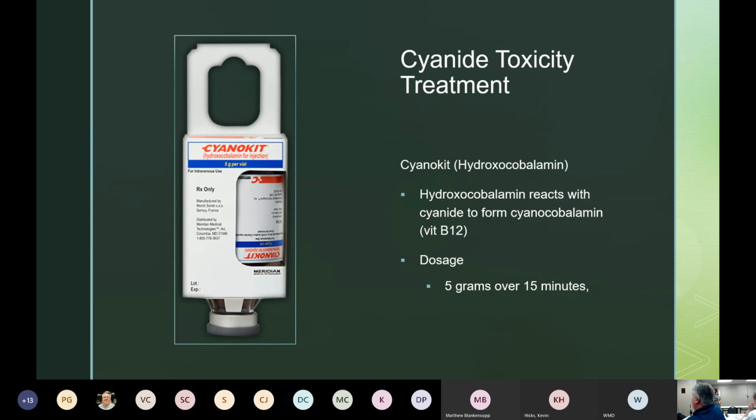So that's cyanide. And of course, like other ingestions or any other exposures like this, it's always important to get the patient out of the source. I forgot to mention that, but that's kind of common sense stuff.